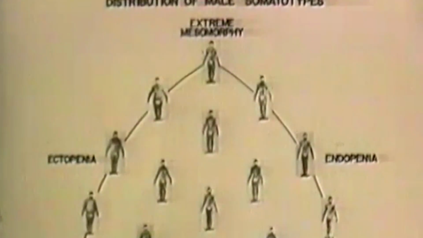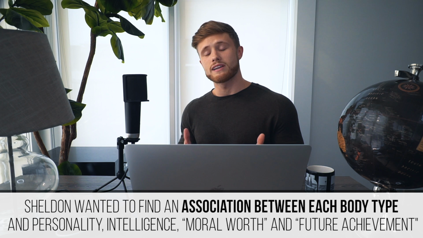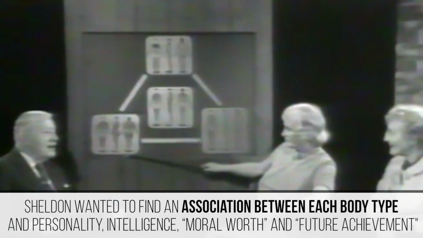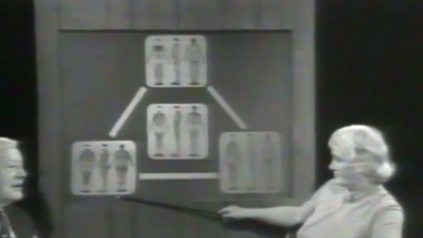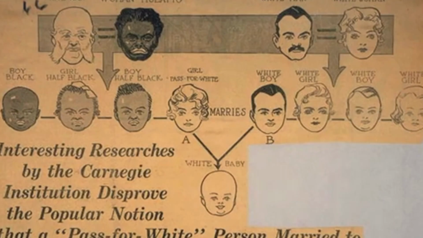Now, at the time, these measurements had nothing to do with diet or training. Instead, Sheldon wanted to find an association between each body type and personality, intelligence, and even so-called moral worth and future achievement. And his work has since been discredited by the scientific community at large. And I think it's worth mentioning that, in retrospect, it seems that many of his ideas were likely influenced by the growing pseudoscience of eugenics at the time.